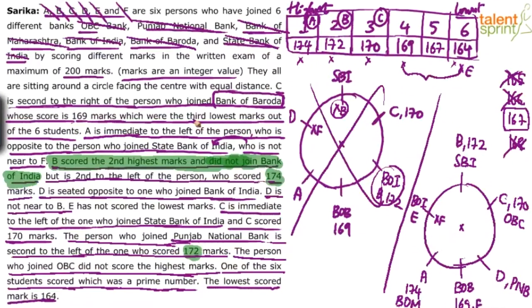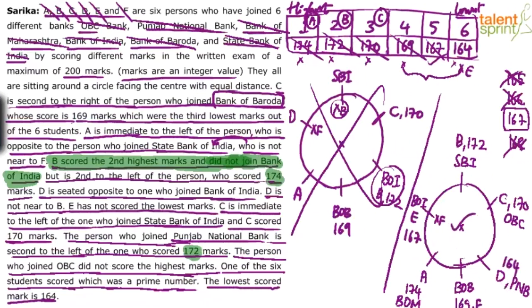So persons are done, banks are done. Only values are left. Now in terms of values, what all are fixed? 174, 169, 170, 172. And 167 and 164 remain. There is a point which has not been underlined, we have not used it so far: E has not scored the lowest marks. So E did not score 164. If E did not score 164, the only other value available is 167. So E has scored 167. And the only thing left out is 164. It will go for D.